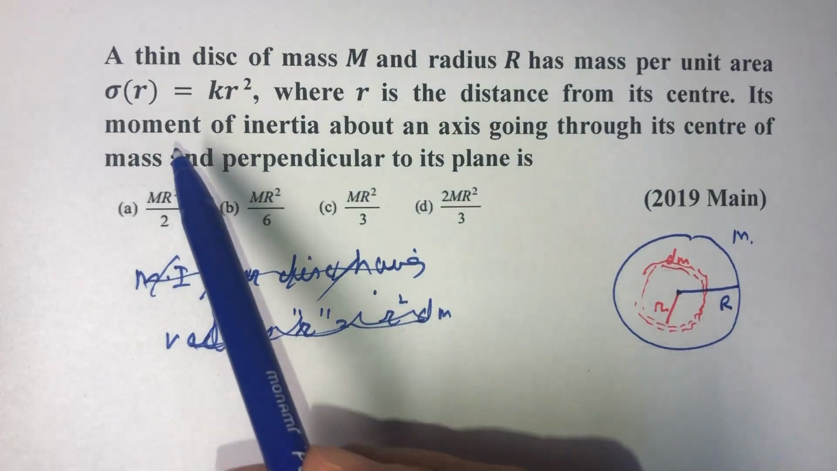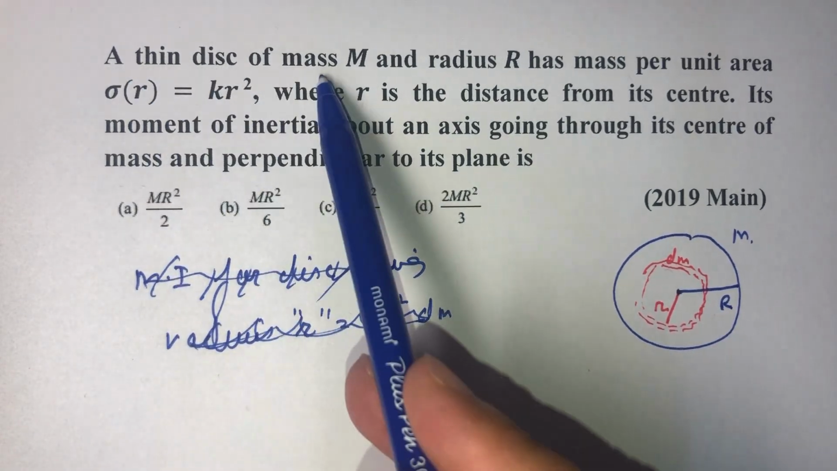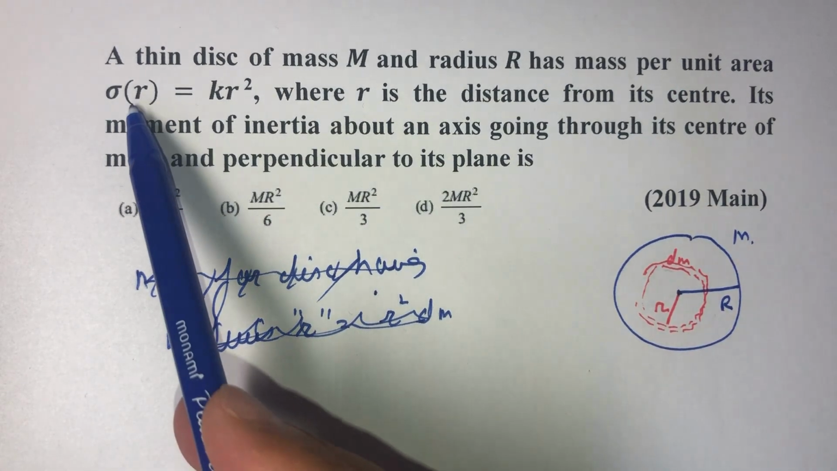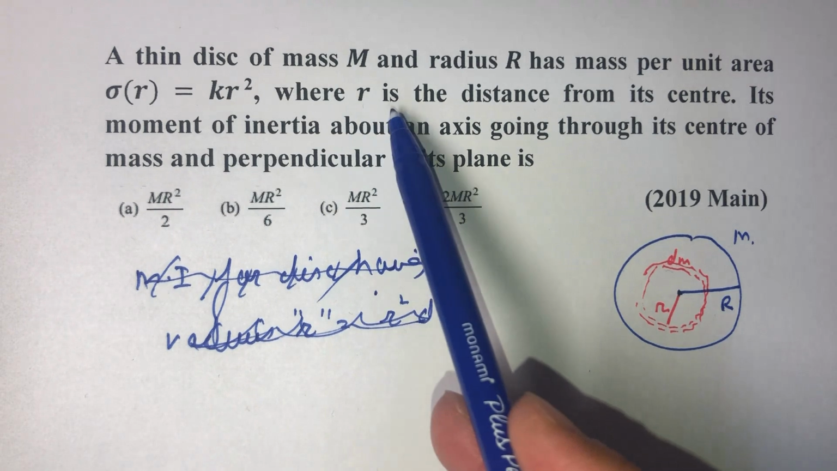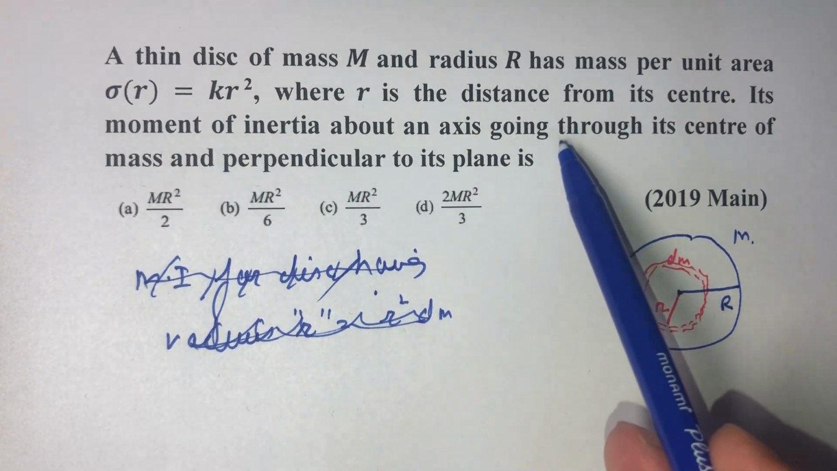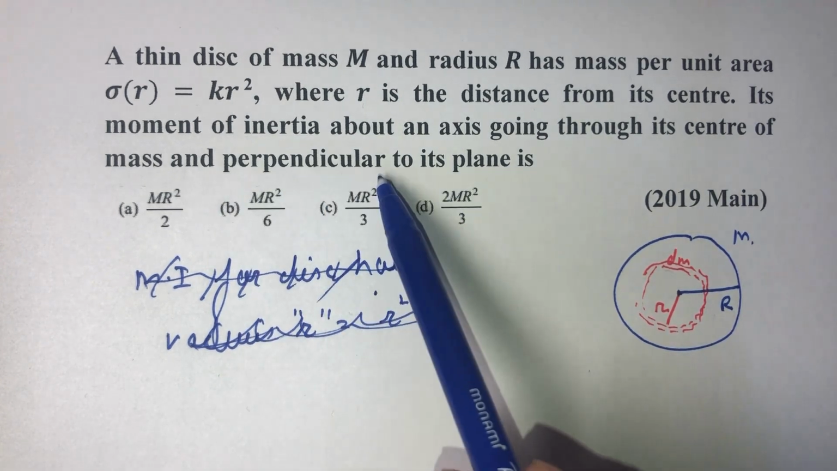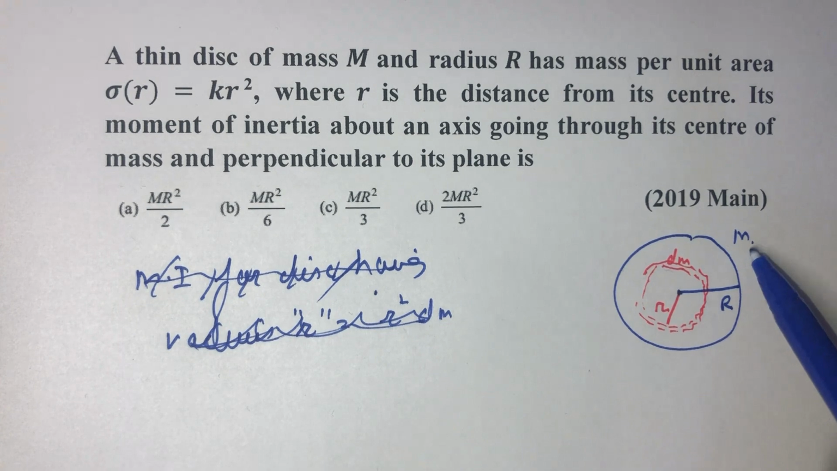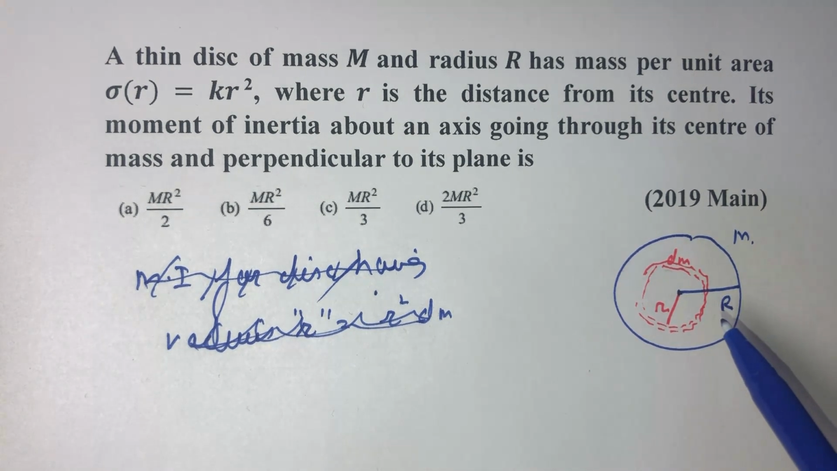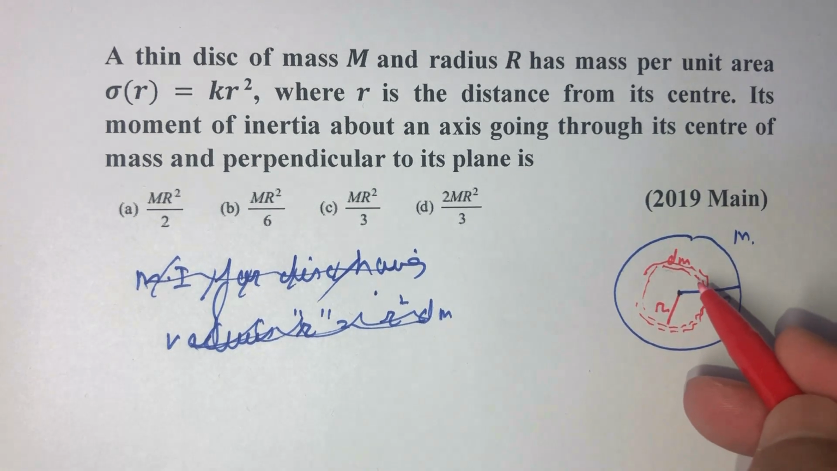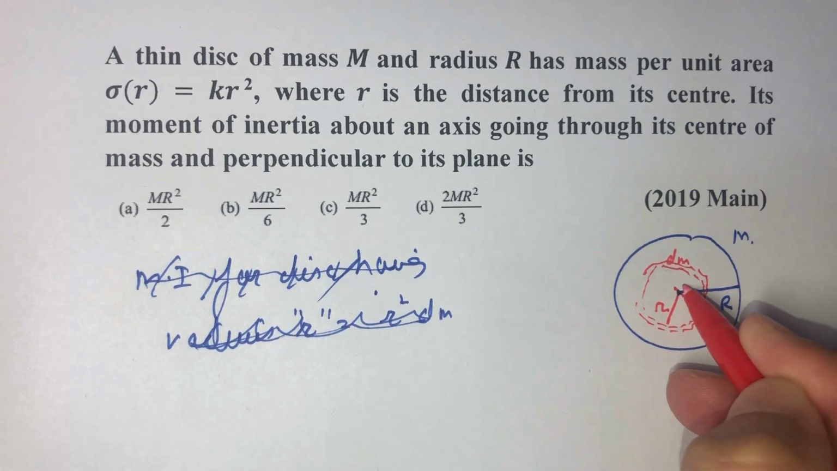Hello friends, in today's question, a thin disk of mass m and radius r has a mass per unit area sigma r equal to kr square, where r is the distance from its center. Its moment of inertia about an axis going through its center of mass and perpendicular to plane is. So this is our disk having mass m, and we have to find out its moment of inertia about an axis which is going through center of mass.